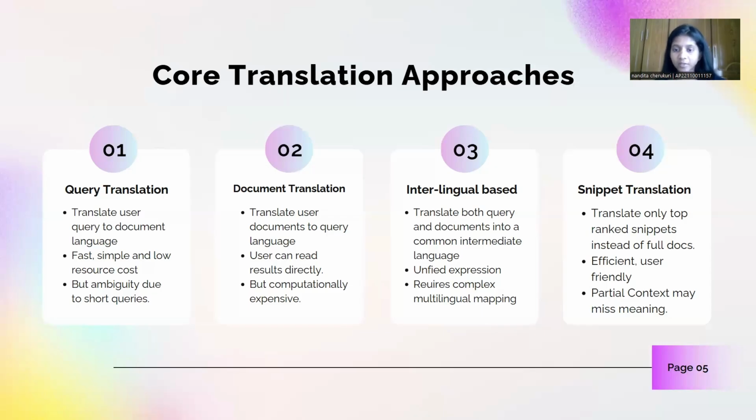And the next one is interlingual based, where we translate both the query and the documents into a common intermediate language, which provides us with a unified expression. But it requires a complex multilingual mapping. And later, snippet translation, where we translate only the top ranked snippet instead of the full documents. So, this is basically very efficient and user friendly, but it can miss partial context.